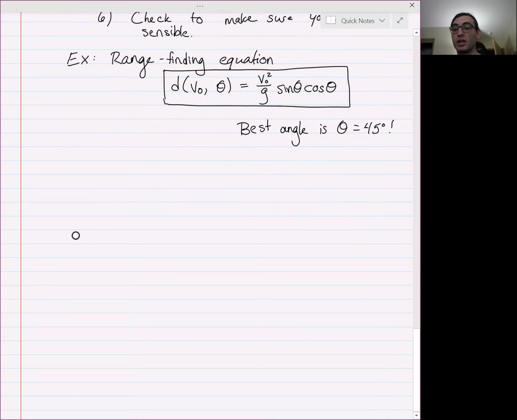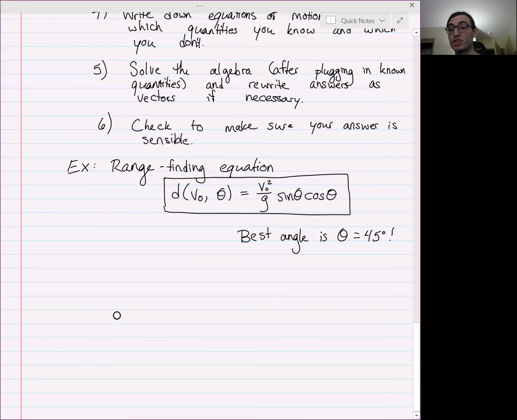All right, so that's it for projectile motion. You're going to do a lot of examples like these. There's some on the homework, and there's plenty of practice problems that are available all over the internet for projectile motion. So make sure to get some practice in on this.